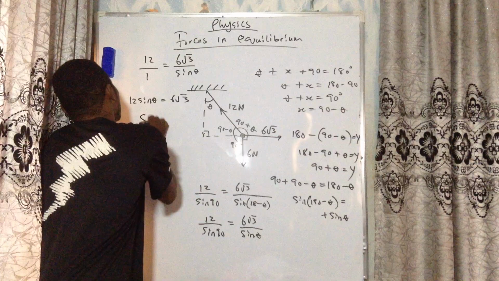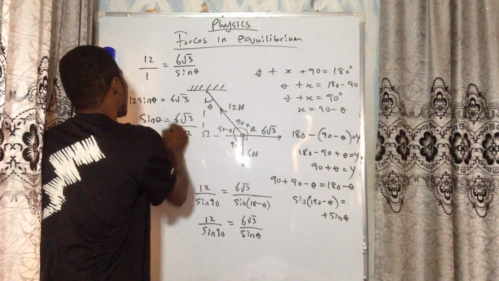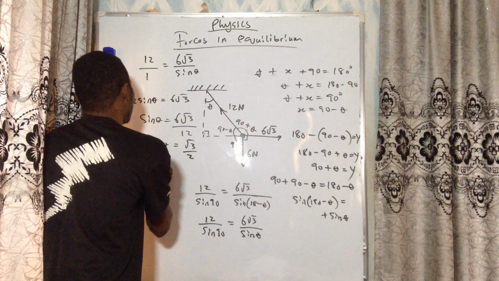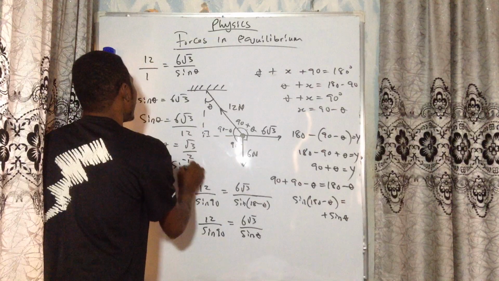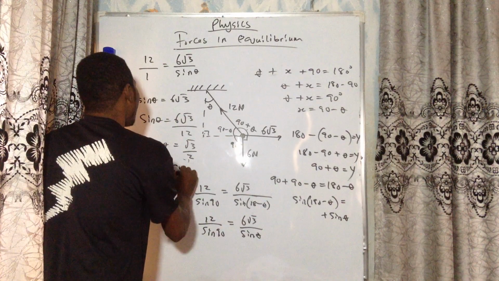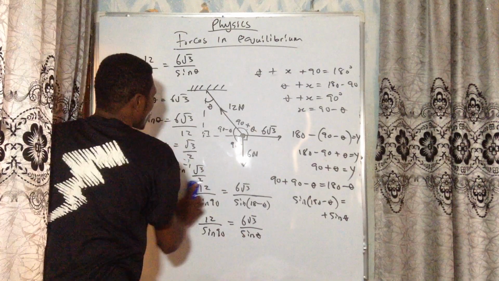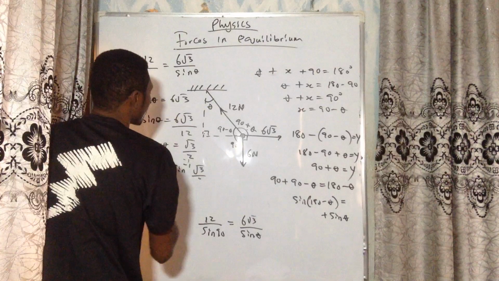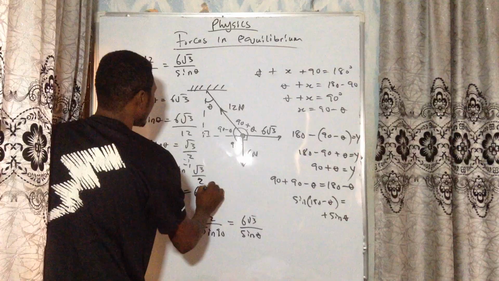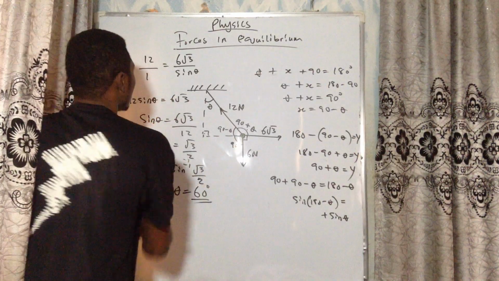So therefore, sine theta is equal to 6 root 3 over 12. Cancel. Sine theta is equal to root 3 over 2. So theta is equal to the sine inverse of root 3 over 2. The sine inverse of root 3 over 2 will be, theta is equal to 60 degrees. Do you see? So do you see that using Lami's theorem, we got 60 degrees.